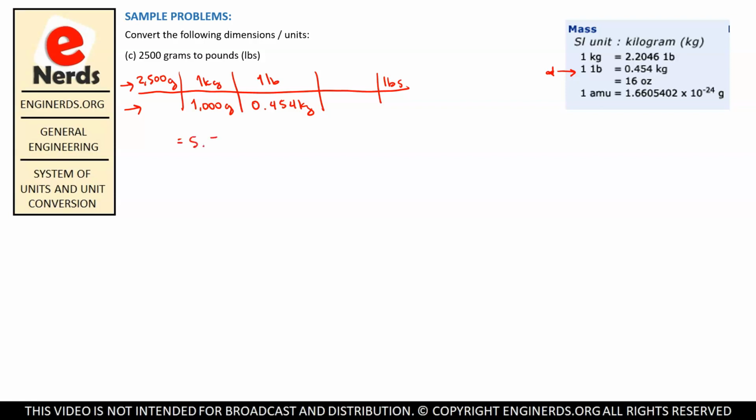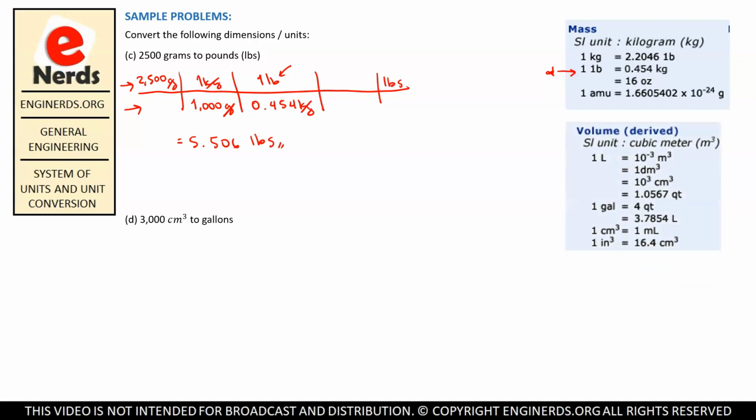5.506. So, anong unit natin dito, no? So, yung grams will be cancelled out, kilograms will be cancelled out, may iwan yung unit na pound. So, we have 5.506 pounds. So, yan ang sagot natin dito. Next problem, 3,000 cubic centimeter to gallons. Okay, so volume ang pinag-uusapan natin.